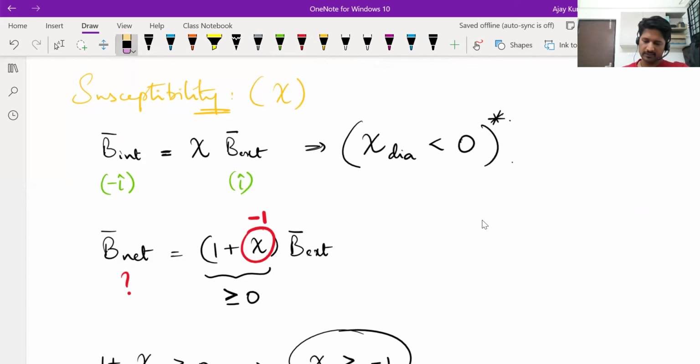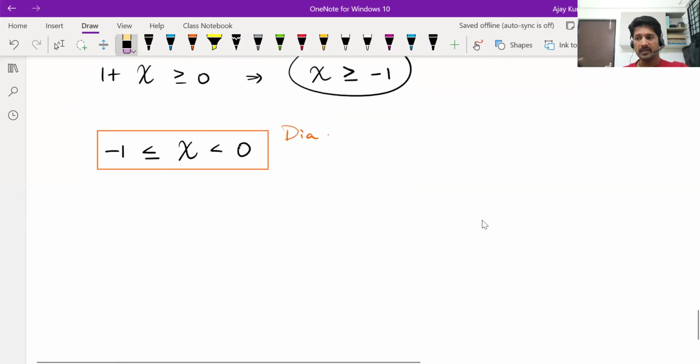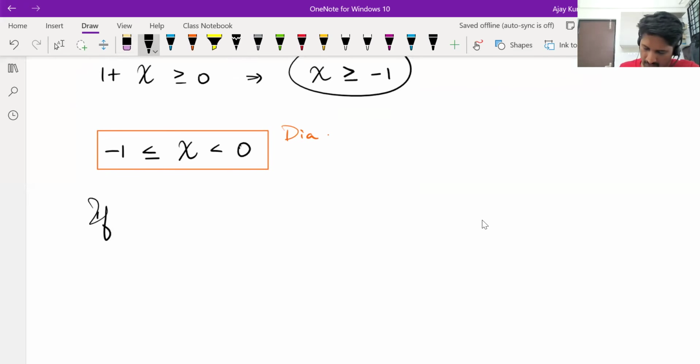Zero. If susceptibility is -1, the net magnetic field in the material becomes 0. It means the material cancels the magnetic field. If susceptibility is -1, B net becomes 0.